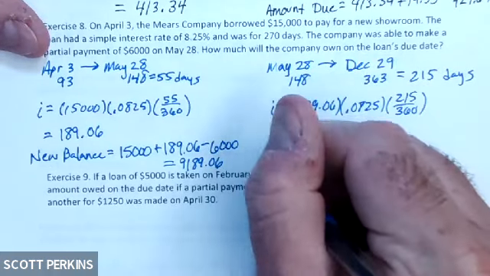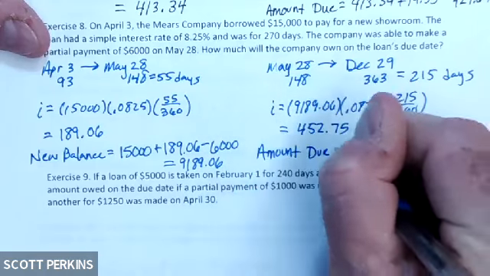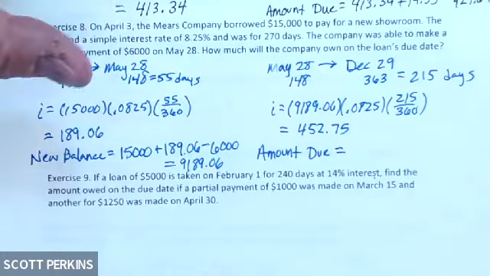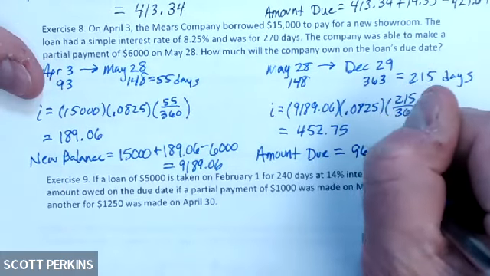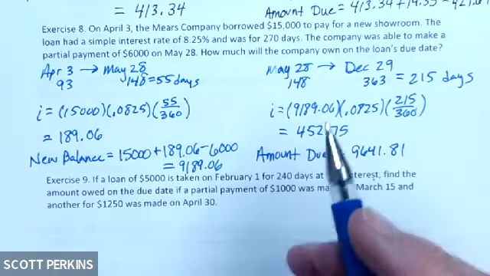And so then the amount due is the 9189.06 plus the 452.75, and that is $9,641.81.